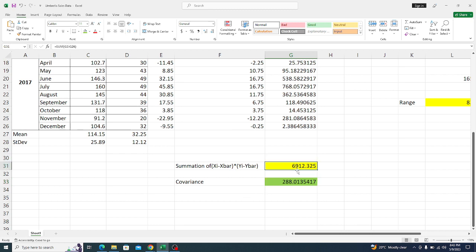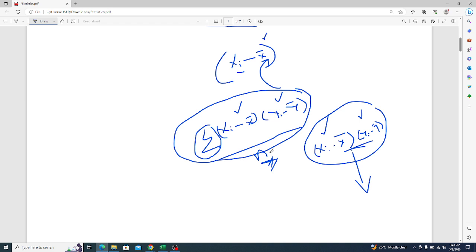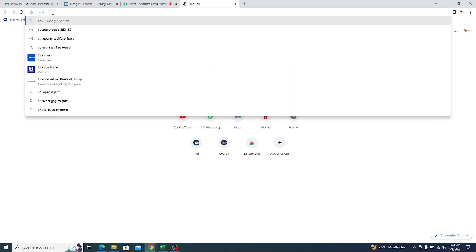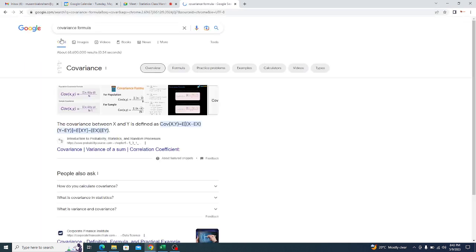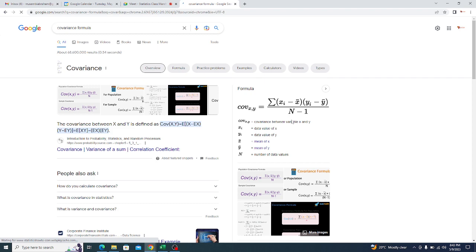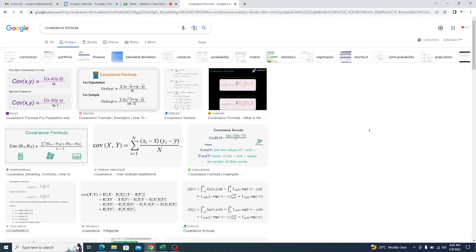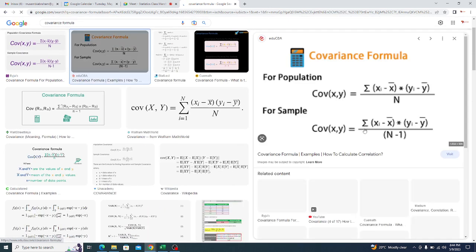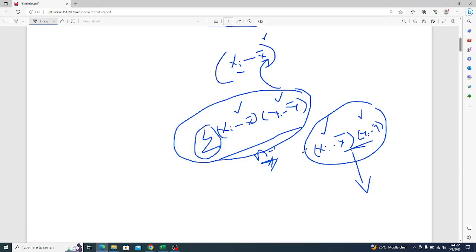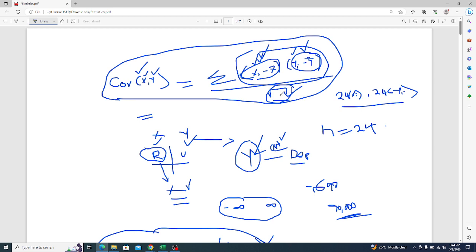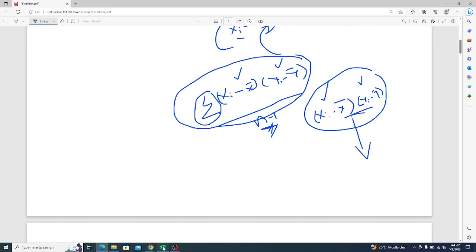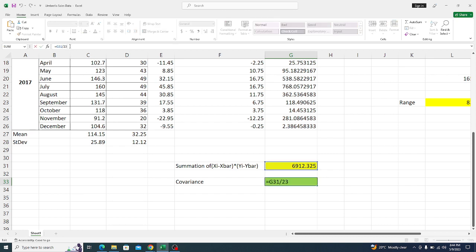Just a minute, I want to confirm if under covariance, sometimes it might confuse, we have maybe divide by n minus 1. Let me just confirm so that I may not have doubt. Covariance. Okay, yes, it seems it is n minus 1. You can see for a sample it is n minus 1, so we will have to subtract 1. So here, instead of dividing by 24, we'll divide by 23.